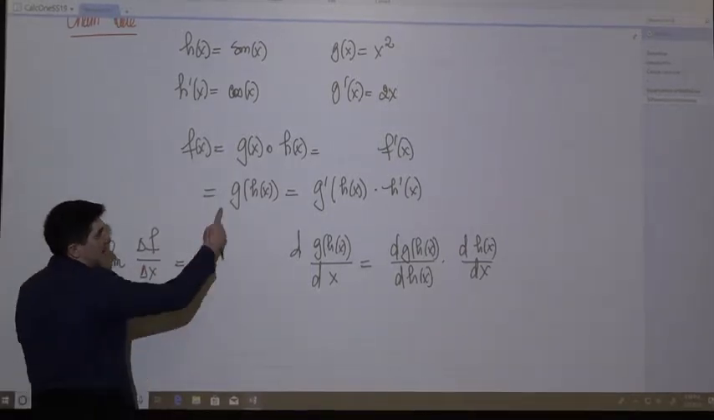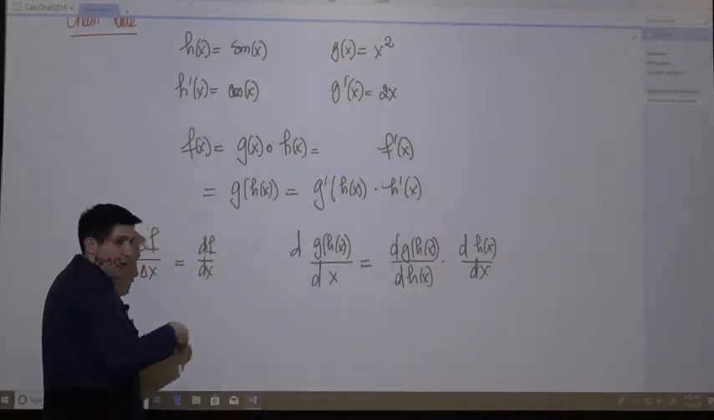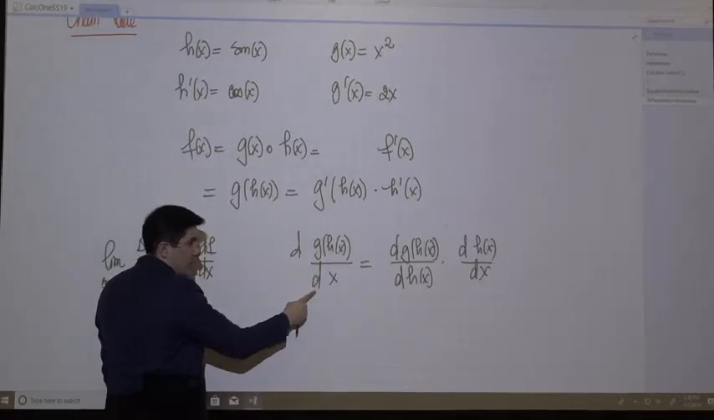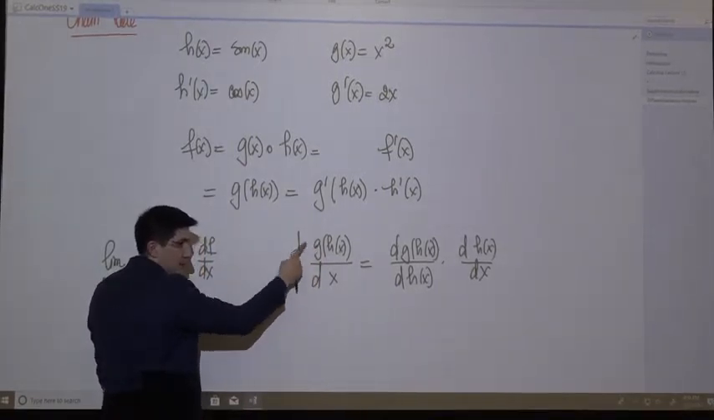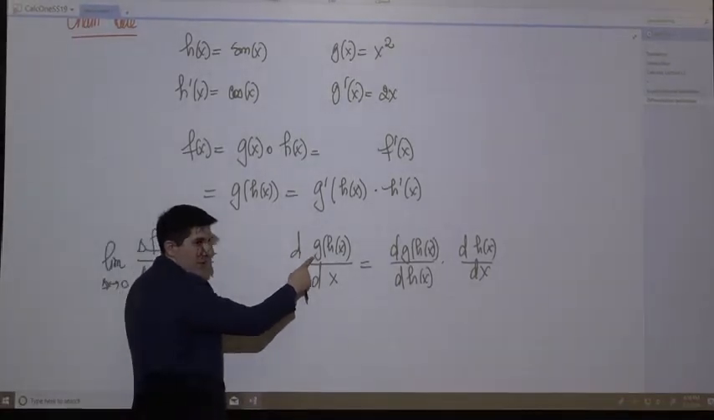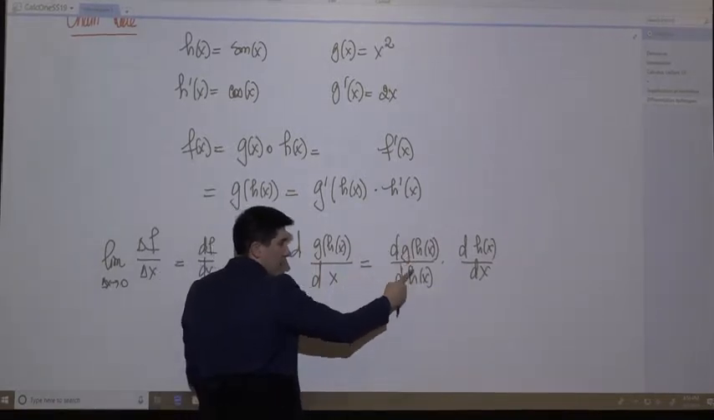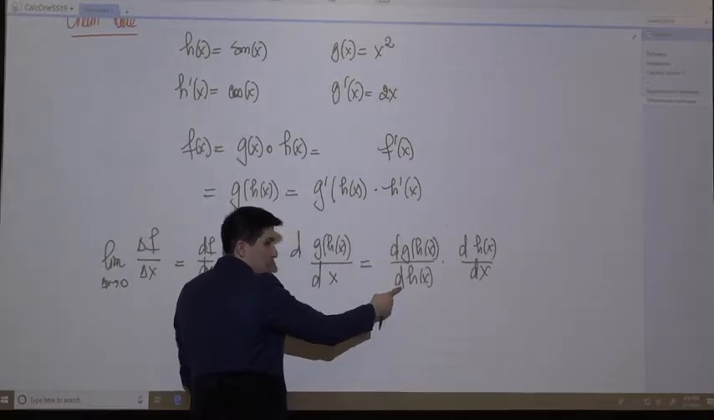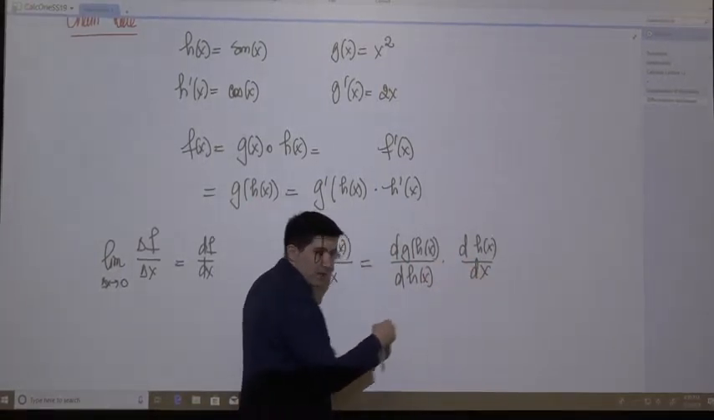So now I need to find the derivative of this function with respect to x, right? In terms of the Leibniz notation, this is dg over dx, right? Derivative of g with respect to x. This was the derivative of f with respect to x. This is the derivative of g with respect to x, right? This is equal to dg over dh, derivative of the function g with respect to h, multiplied by dh over dx, derivative of h with respect to x, right?